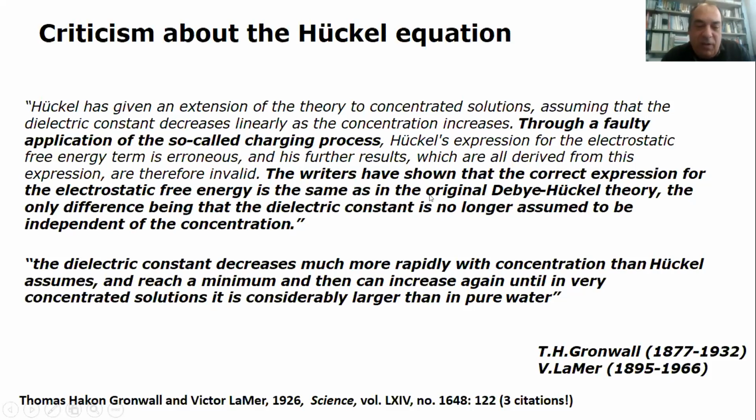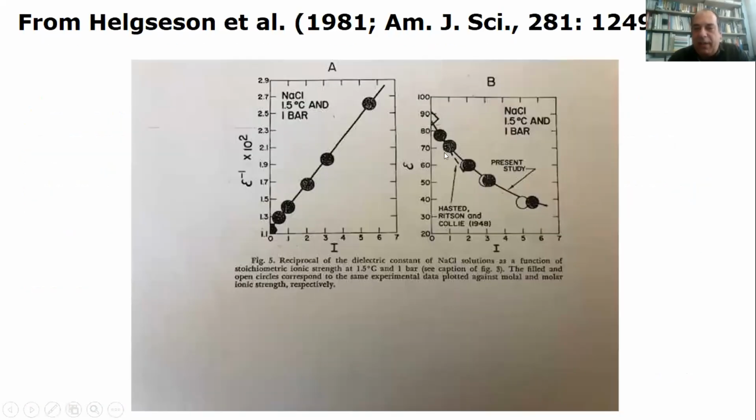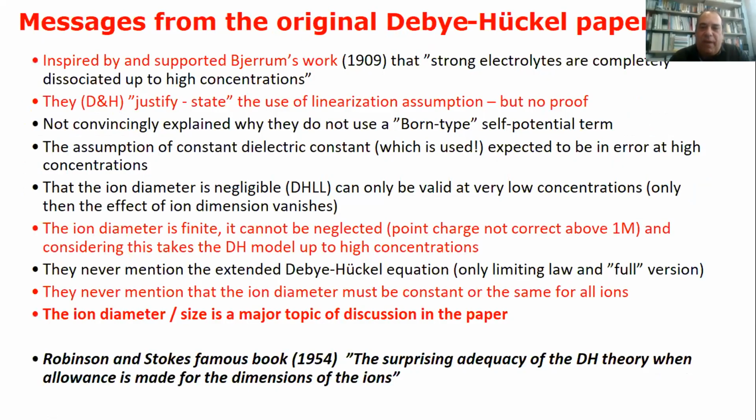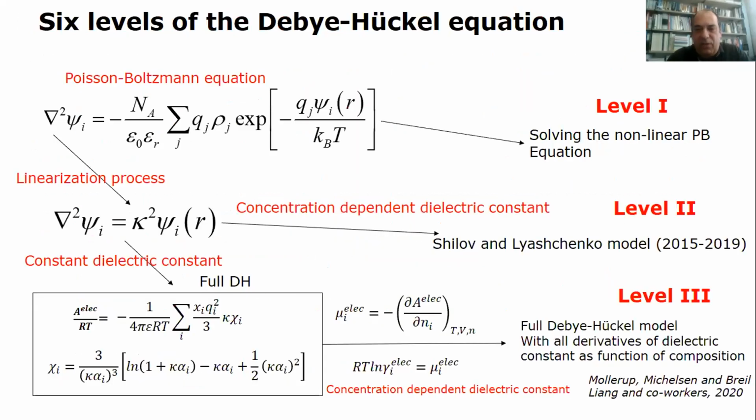They never proved that. Thomas Gronwall was a very competent mathematician, and maybe he actually proved that, but he never published it. They also commented on the fact that the dielectric constant was treated as a linear function of composition, and it is actually not a linear function of composition, only approximately. So I have a lot of messages from the Debye-Hückel paper. The most important message of the Debye-Hückel paper is that the ion diameter is finite. It cannot be neglected. It does not have to be the same for all the ions. So this is the essence of the complete Debye-Hückel equation. And if you neglect the diameter, or if you consider all the diameters the same, then you arrive at the two limiting laws that I have mentioned before.